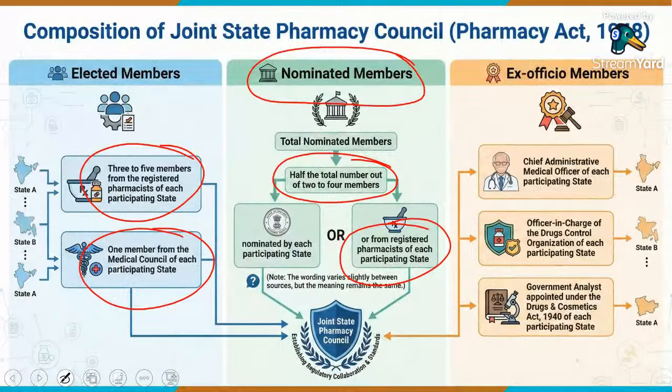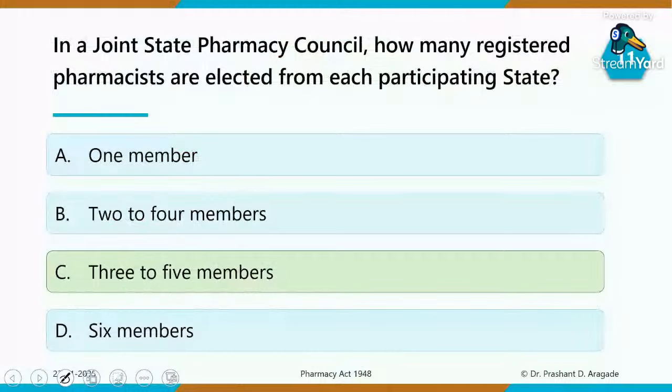Same, the chief administrative medical officers of each participating state, or the officer in charge of the drug control organization of each participating state, and the government analyst of that particular state. So hence the answer of this question is that in a Joint State Pharmacy Council, 3 to 5 members are elected from the registered pharmacists from each participating state.